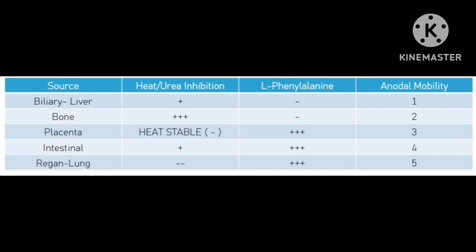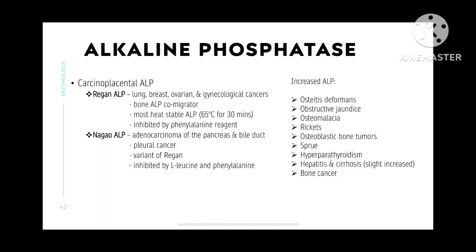In addition to the four major ALP isoenzyme fractions, certain abnormal fractions are associated with neoplasms or cancer. The most frequently seen are the Regan and Nagao isoenzymes. They have been referred to as carcinoplacental alkaline phosphatases because of their similarities to the placental isoenzyme. The frequency of occurrence ranges from 3 to 15% in cancer patients.